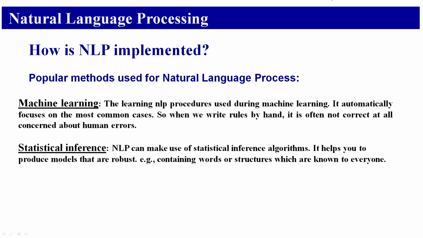NLP can make use of statistical inference algorithms. It helps you to produce models that are very robust, meaning they contain word structures which are known to everyone. That is what statistical inference is. Any language, whether it's English or any Indian language, has certain kinds of words and sentences which are known to everybody. Okay, everyone knows.